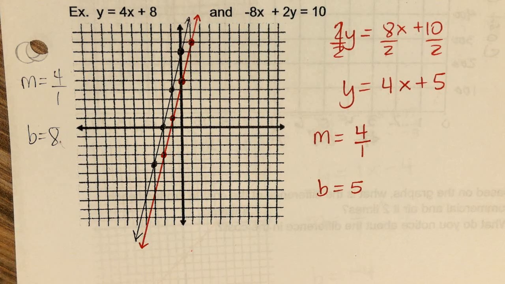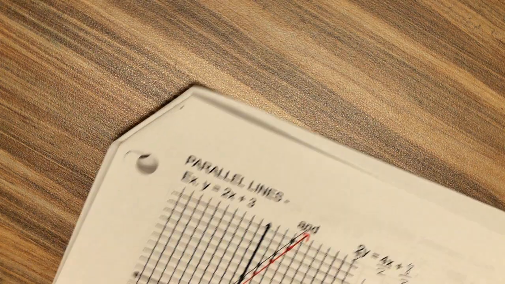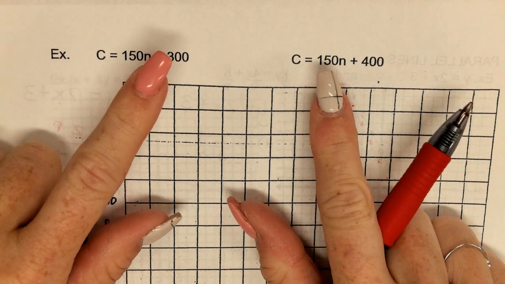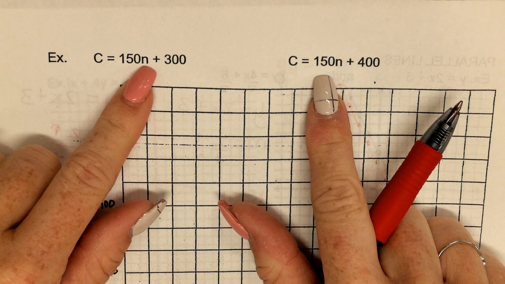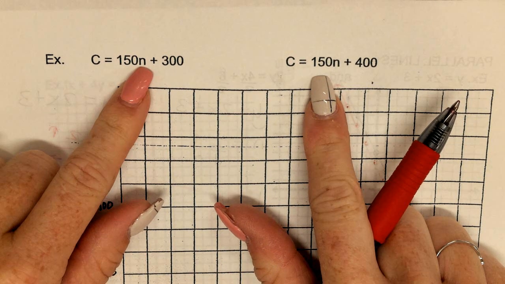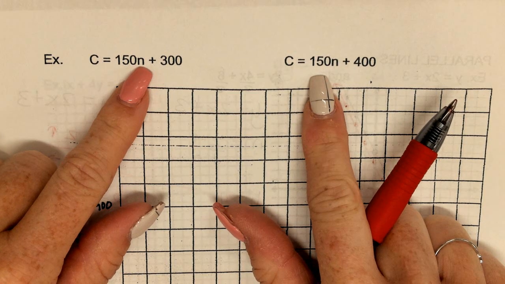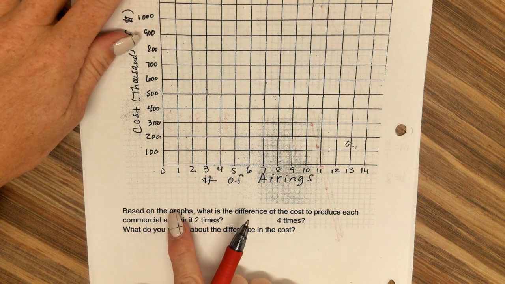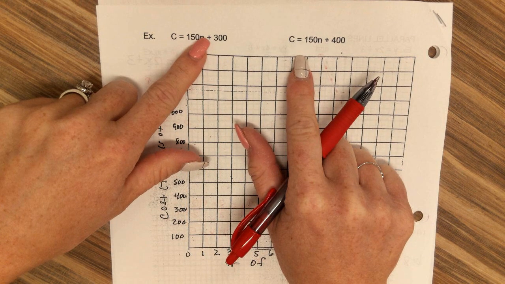Okay, on the back we're going to look at a word problem. They gave you 2 functions. What can you tell me by looking at the functions right away? They have the same slope, therefore they will be parallel lines. Okay, it says, based on the graphs, so what do I need to do? I need to graph them.